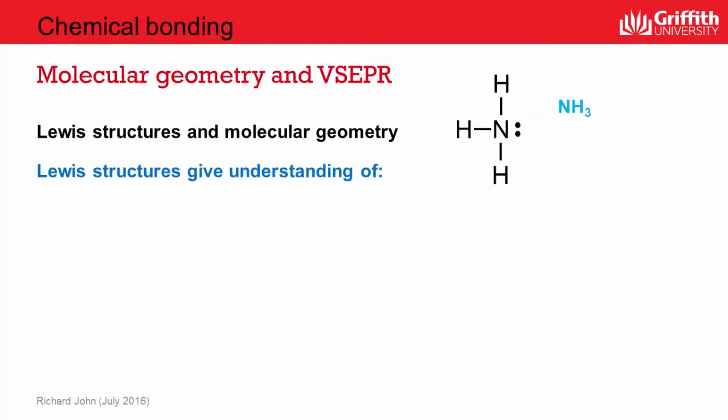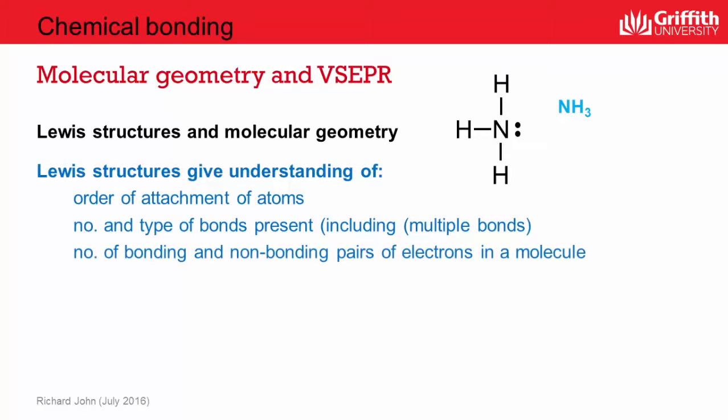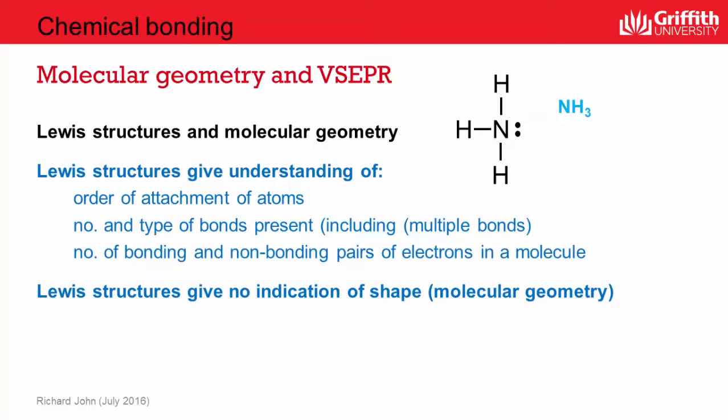Now, we've seen previously that Lewis structures can give us an understanding of molecules in terms of the order of attachment of atoms, the number and type of bonds present in a molecule, and they're also able to represent both the bonding and non-bonding pairs of electrons that exist within molecules. They do not, however, give us any indication of the overall shape of a molecule, and that is its molecular geometry. In fact, Lewis structures falsely imply that molecules have a flat two-dimensional geometry, as you can see from the Lewis structure given for ammonia at the top of the screen.